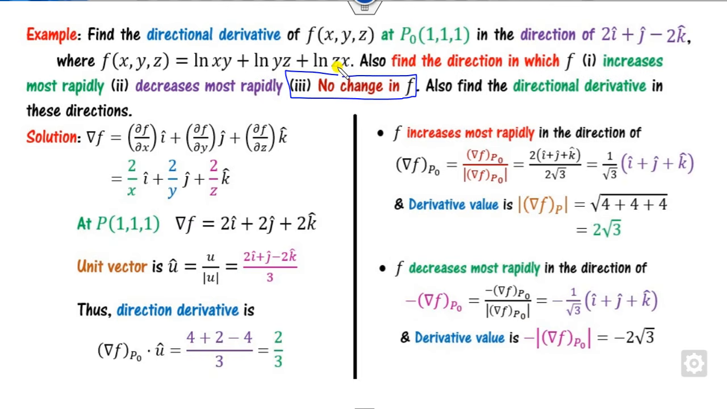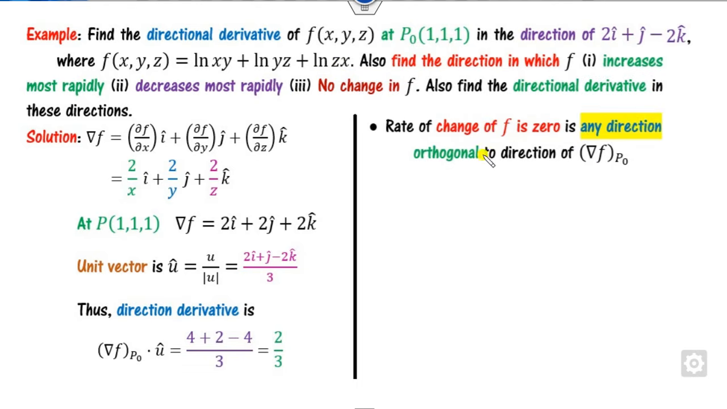So what is the meaning of no change? That means you have to find, because you can see this is my gradient, so it will be u cap cos phi. So when it is no change, that means 0, it will be 0 when phi is pi by 2. So it means you have to find any direction whose dot product is 0. The rate of change of f is 0 in the direction of this.